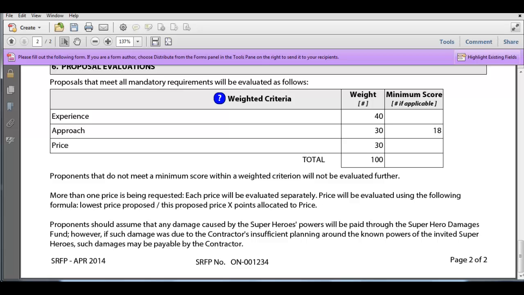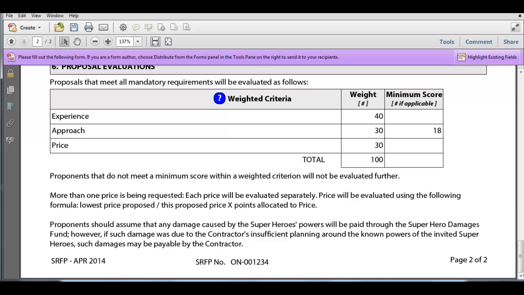Now, finally, at the end of our sample, you'll see this paragraph that begins, proponents should assume. This is a section on assumptions. Not all SRFPs will have them, but sometimes we need proponents to make an assumption for the purposes of developing their proposals. But we know that the assumptions may or may not be correct. So if that's the case, you're going to see it in the SRFP right at the bottom here, what those assumptions are. And so in our example, we know that superheroes can get a little carried away sometimes, that there might be damage that may happen to property, etc.